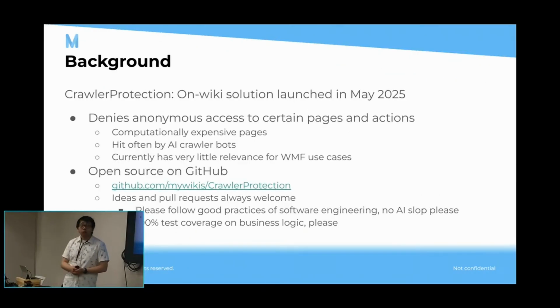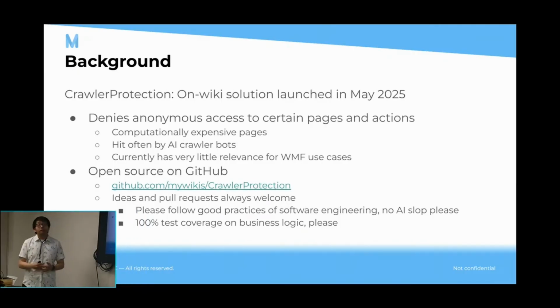So first, I want to provide some background on what exactly crawler protection is. It's an on-wiki solution, so it runs in the MediaWiki application layer as an extension that was launched in Sandusky, Ohio at the conference that we had last year in May 2025. In a nutshell, right now what it does is it denies anonymous access to certain pages and actions.